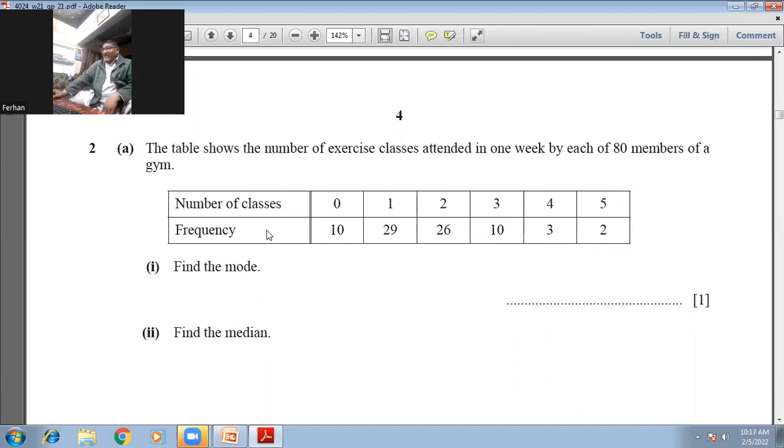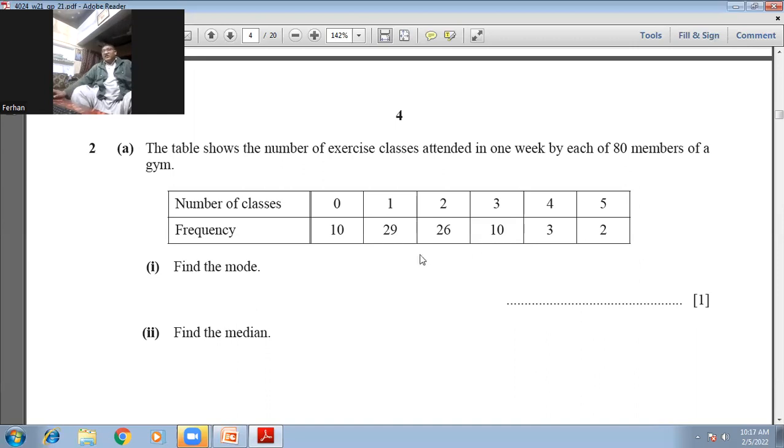This is called X, and this is called the frequency. This is represented with F. The first question is to find the mode. The mode is the X value that has the greatest frequency here. The greatest frequency here is 29, so its X value is 1. So the mode of this table is 1.